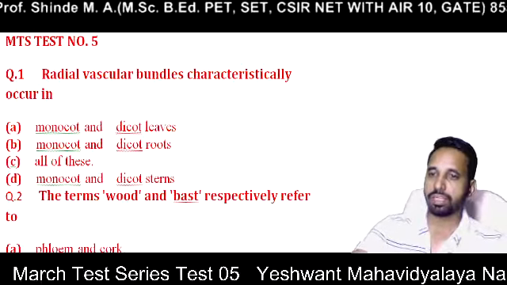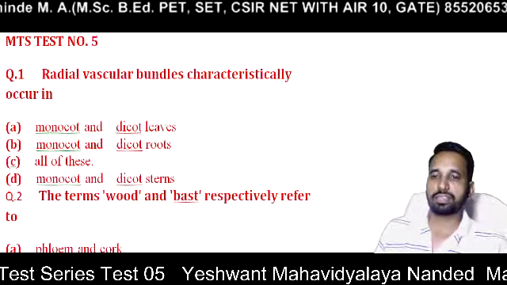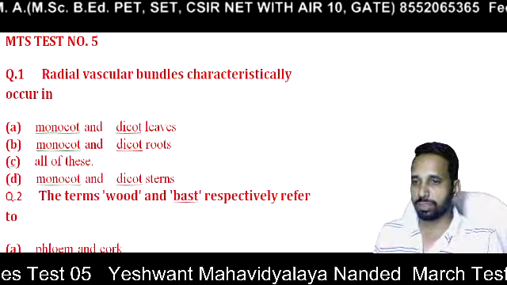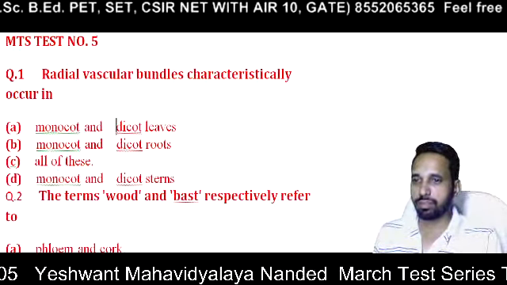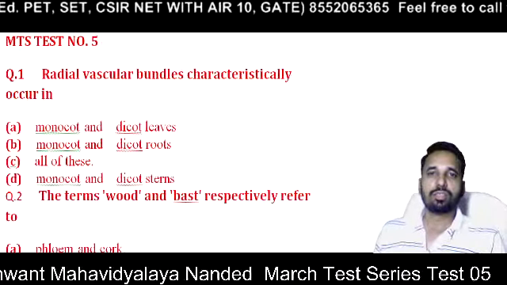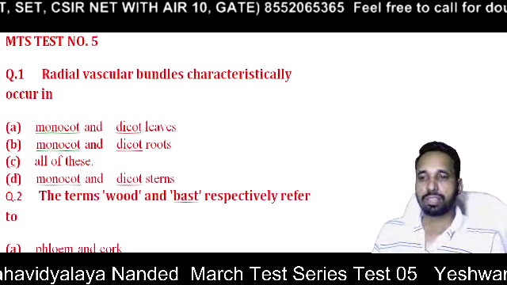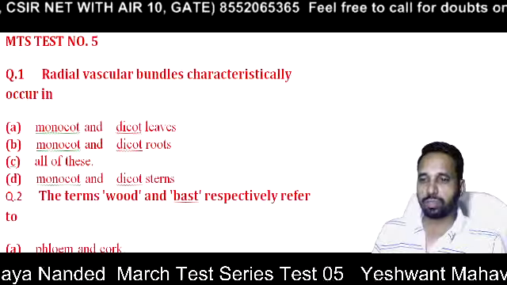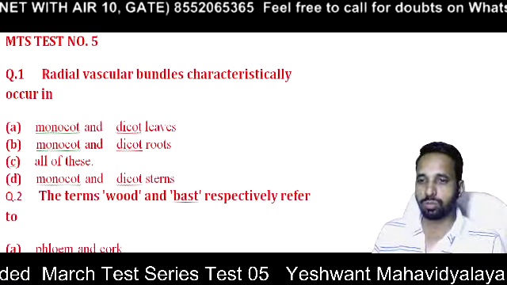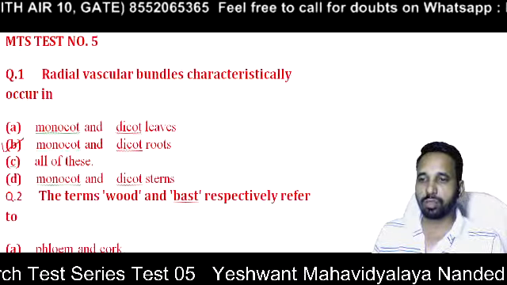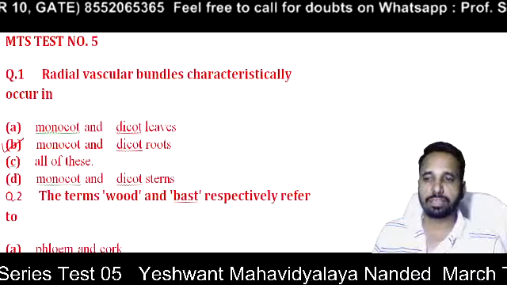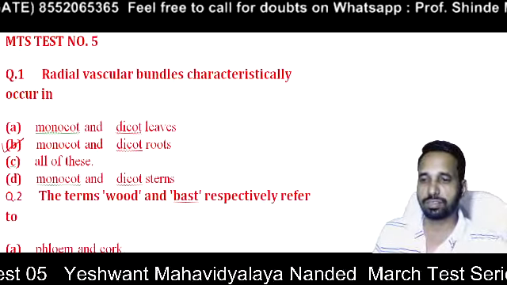Here we go. Radial vascular bundles characteristically occur in. So you must understand about this radial vascular bundle. To those whom I have taught this chapter, I have told you root radial, isn't it? So it is about the monocot and dicot roots. This is the only right thing here. So option B is the right answer.